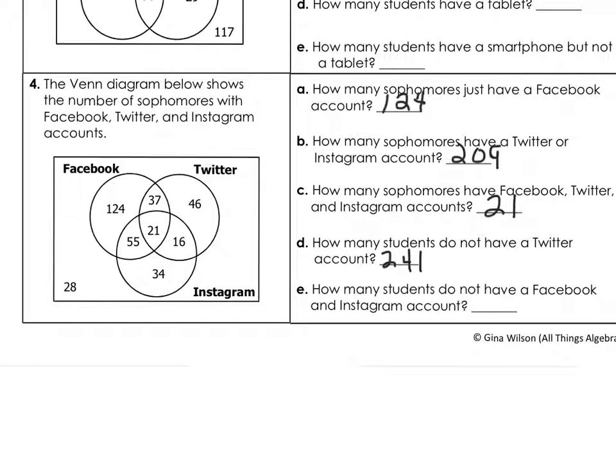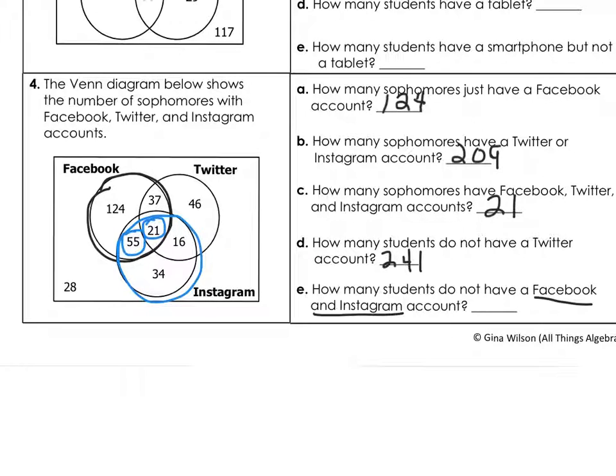Okay, in this last question, it says, how many students do not have a Facebook and Instagram account? So we need to first find Facebook and Instagram. So again, we're going to look at our circles. So our Facebook circle is here. Our Instagram circle is here. So we have to find Facebook and Instagram. So the region that has both of those is this region right in here.